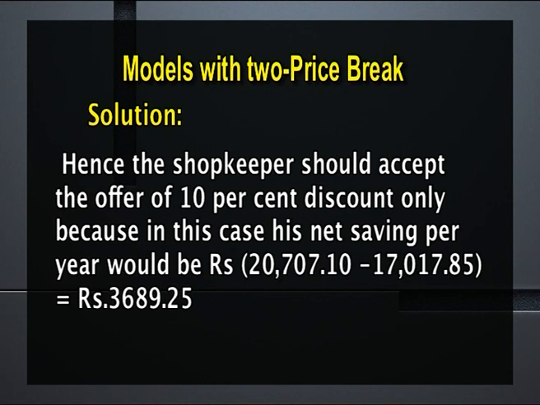Hence, the shopkeeper should accept the offer of 20% discount only because in this case his net saving per year would be rupees 20,707.10 minus 17,017.85 is equal to rupees 3,689.25.